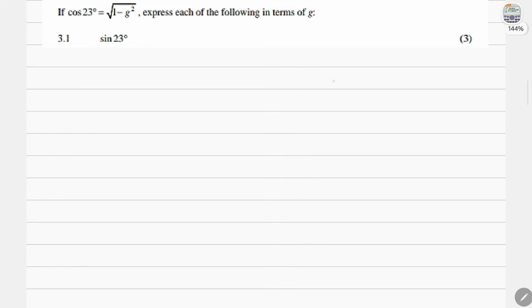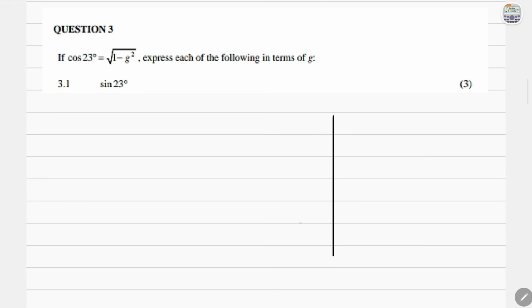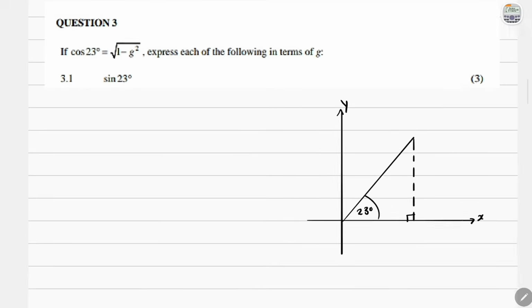Okay, so with our diagram, they just said cos 23 degrees and they told us the value of cos 23 degrees. So this means that if you measure, okay, from the x-axis from 0 degrees, 23 degrees, and we're going to have a line here, that if you find cos, adjacent over hypotenuse, it gives you the square root of 1 minus g squared. So this is 23 degrees. And so we'll draw a line down perpendicular to the x-axis. Okay, so this is our x and our y-axis. And now we can go ahead and find out what this is.